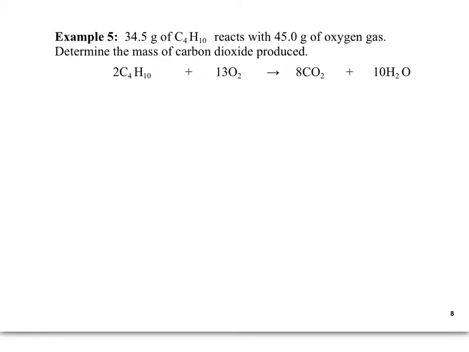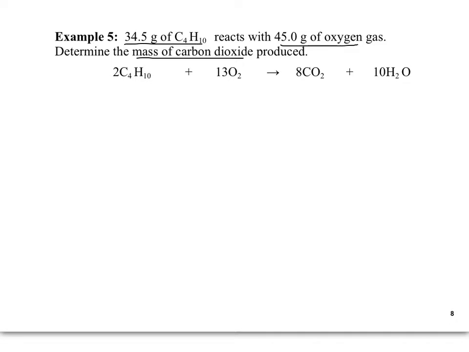In this example, notice how we have a mass for each reactant given. And then we're asked for the mass of carbon dioxide, a product. So this is a limiting and excess reactant problem. We need to find out if the oxygen or the butane is the limiting reactant, and then use the limiting reactant to find our mass of carbon dioxide.